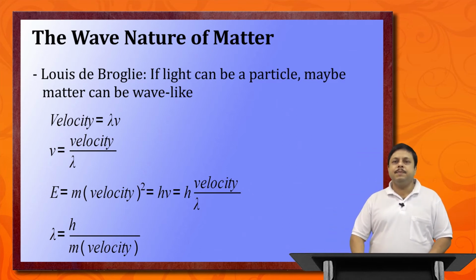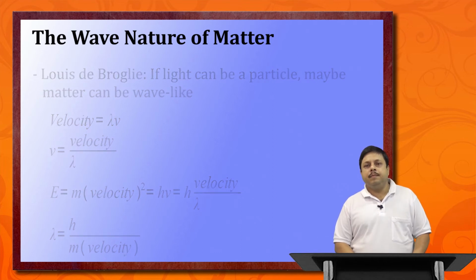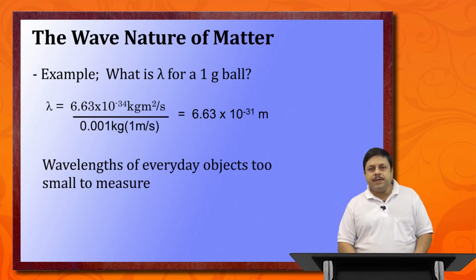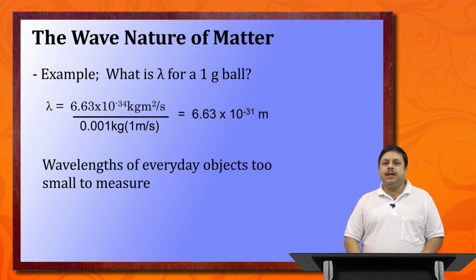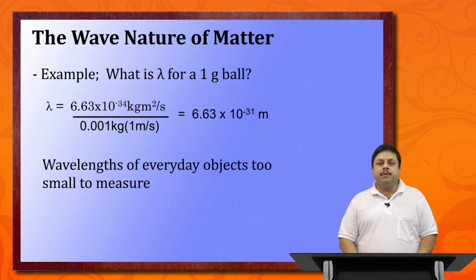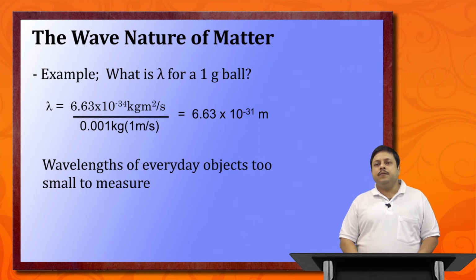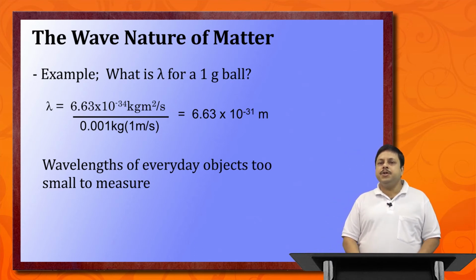So let us take up a simple exercise. Let us first calculate the matter wavelength lambda associated with a simple 1 gram ball. If you put the values of these constants over here, let this 1 gram ball be moving with a very simple velocity of 1 meter per second. If you calculate, the corresponding wavelength comes out to be of the order of 10 to the power minus 31 meters. Too small to observe. So the wavelengths of everyday objects are really too small to measure.